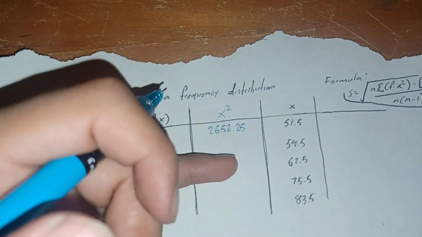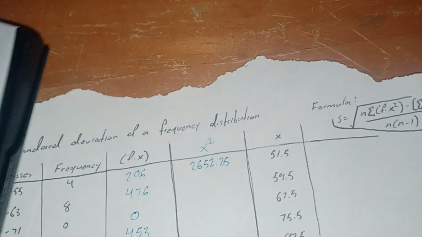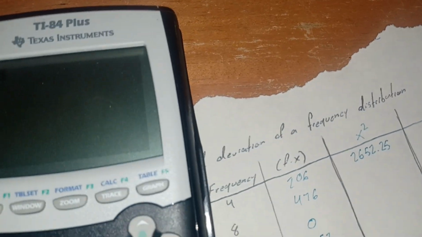Again, the same thing for 59.5. You square that and you write it down in your column. 59.5 squared.